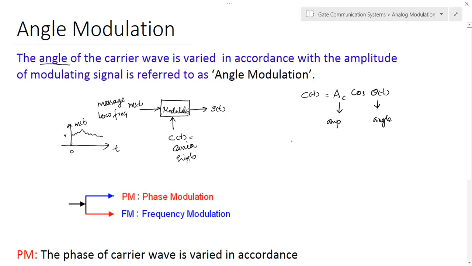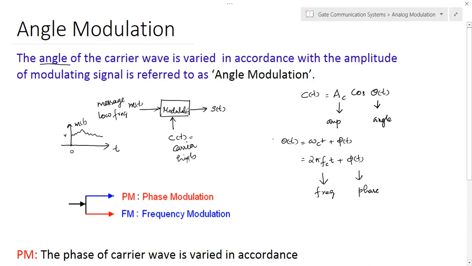In general, this theta of t is written as omega c t plus phi of t. This is actually the frequency plus phase. Omega c t can be written as 2 pi fc t plus phi of t. This means the angle can be varied by varying the frequency or by varying the phase. So there are two parameters which control the angle of this carrier waveform. If you vary the frequency, there is a change in angle. If you vary the phase, there is a change in angle.